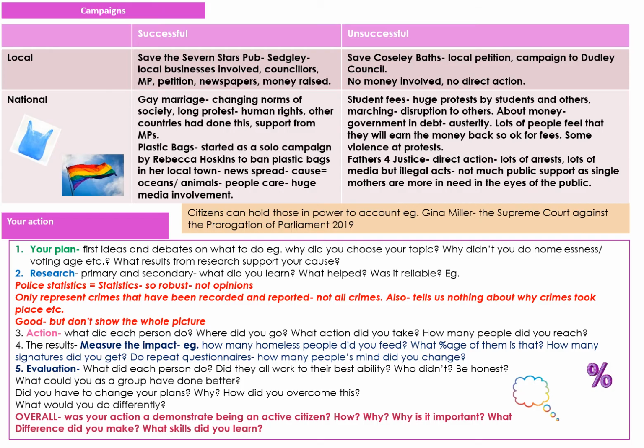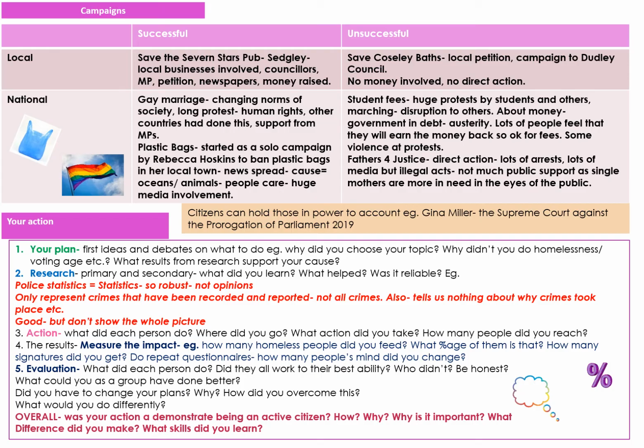Don't forget as well, citizens can hold those in power to account. So Gina Miller took Boris Johnson and the government to court over the prorogation of Parliament in 2019, and she won, and Parliament had to go back. The media can hold the government to account, if you remember the MP scandal. They exposed the stories of MPs who were fraudulently gaining money. So in a democracy, we can hold those in power to account.